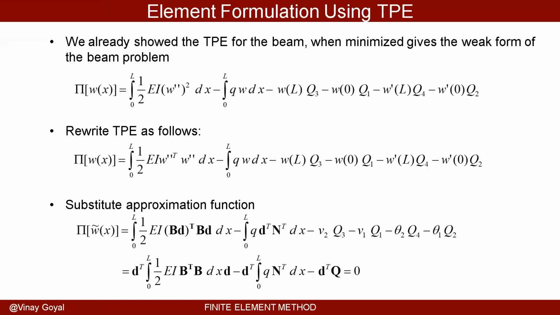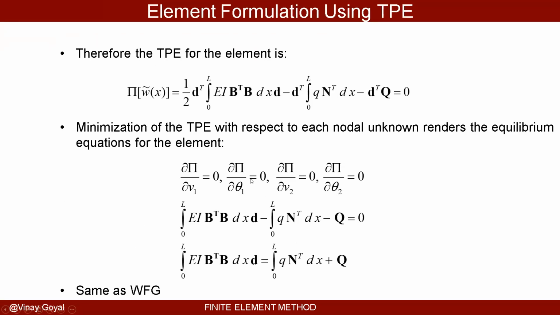This is very powerful because I already showed you that the TPE for this problem is this, and this should not be equal to 0. I apologize, that's a mistake. To minimize, now I have written the total potential energy so it's only a function of this D bold. It turns out that D bold contains V1, theta 1, V2, and theta 2. So to minimize this pi, this total potential energy, I have to take the derivative of pi with respect to V1, theta 1, V2, theta 2. I won't do it here, but when you do it step by step, you will see that I get the same set of equations as the weak form Galerkin.